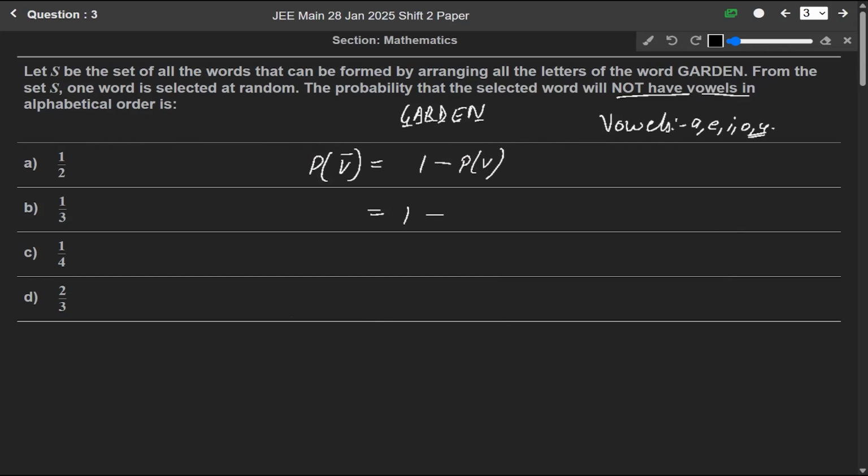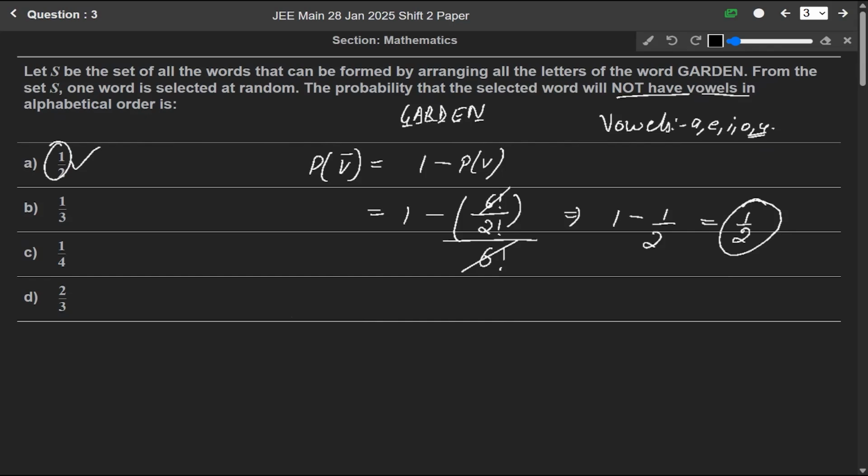So it will be 6 factorial over 2 factorial, over total 6 factorial. So it will be 1 minus 6 factorial over 2 factorial over 6 factorial, the 6 factorial cancels out. 1 minus 1 over 2 factorial, which means 1 by 2. So it will be 1 minus 1 over 2, which means 1 by 2. So our answer is 1 by 2, which means option A is the correct answer.